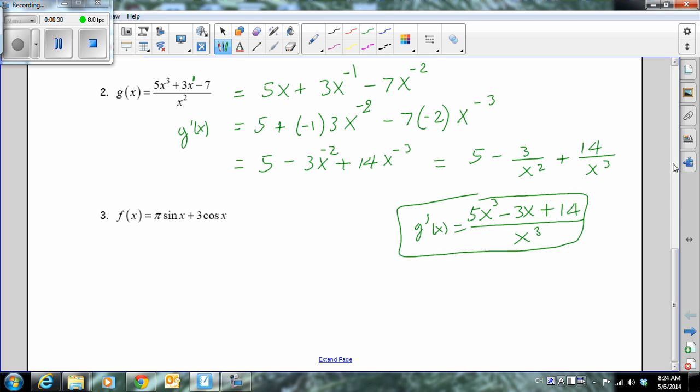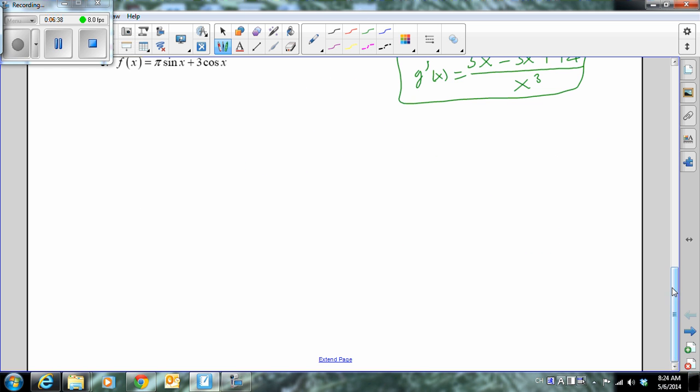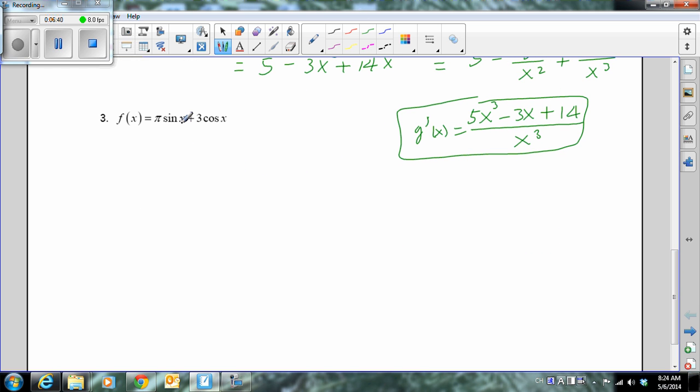All right, we got one more on this page, and that'll be f of x is equal to pi sine of x plus 3 cosine of x. Well, the derivative of sine of x, let's say f prime of x, is equal to the derivative of sine of x, which is cosine of x. So I will say pi cosine of x.